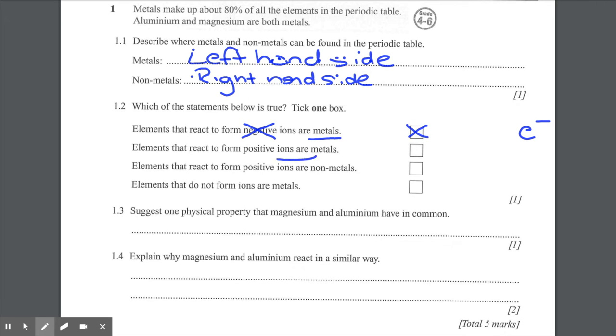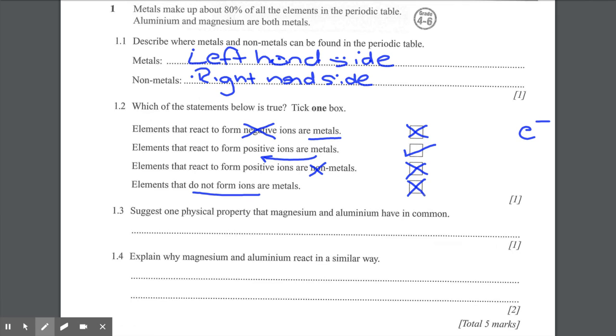As a result, what we've just said is that they are going to form positive ions. So that's possibly the correct answer. We'll just make sure the final two are wrong as well. Elements that react to form positive ions, we know that's true for a metal, not a non-metal, so that's the wrong way around. Non-metals would form negative ions, and elements that do not form ions are the group 8 noble gases. So the correct answer was the second one, as we thought.